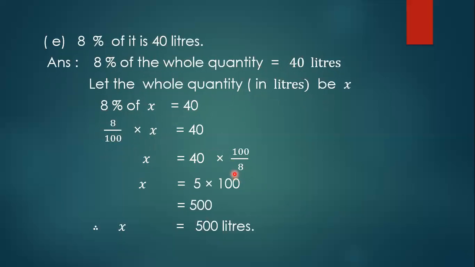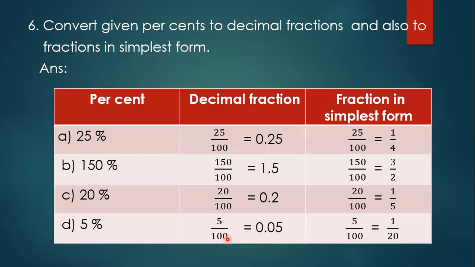Now here what I cancel is 8 and 40. By 8 I divided 40. 8 5s are 40. So 5 into 100. That is 500 liters. The whole quantity is 500 liters. Now we will see the next question.